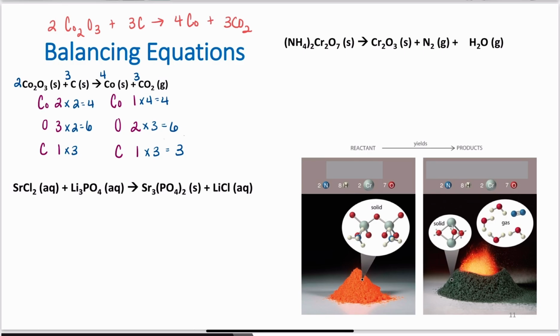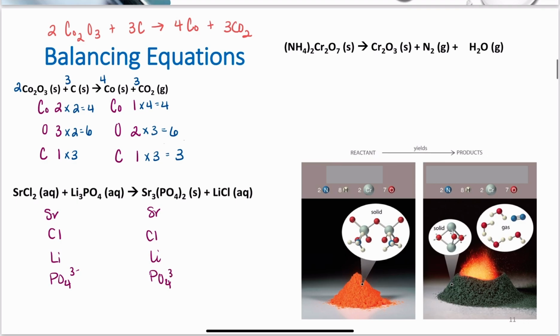The next example I have down here, strontium chloride reacting with lithium phosphate, forming strontium phosphate and lithium chloride. I'm using this example very specifically because I have a polyatomic here that is not breaking apart. Strontium, chloride, lithium, and phosphate. I could go ahead and split up that phosphate and put P and O. That is totally fine, but I don't have to. I see the polyatomic staying together. If a polyatomic stays together, balance it as a single unit. It's just one less step for you.